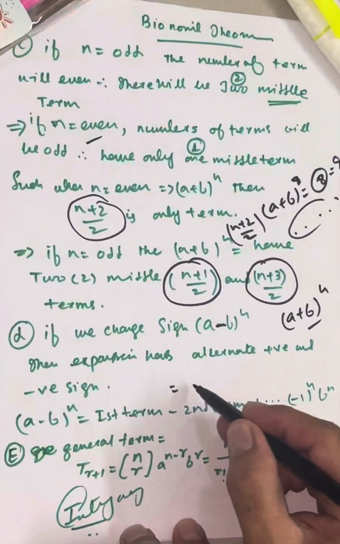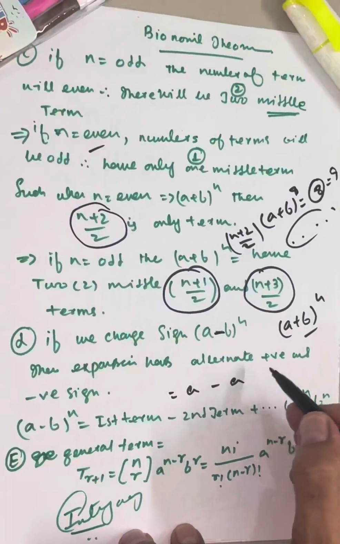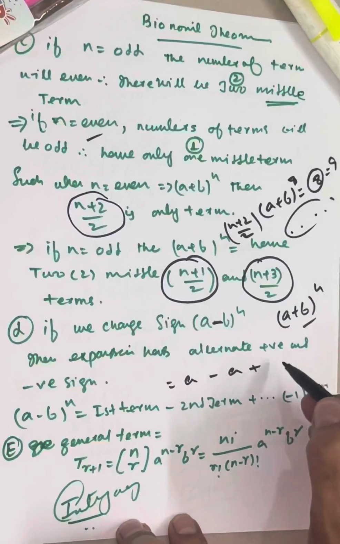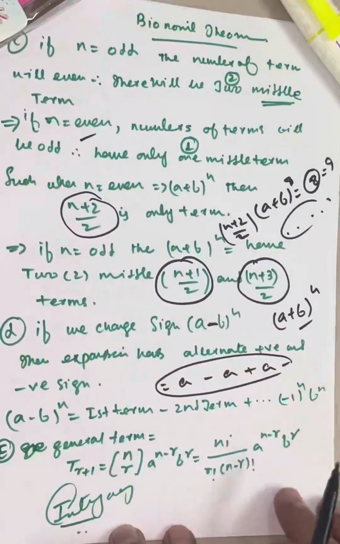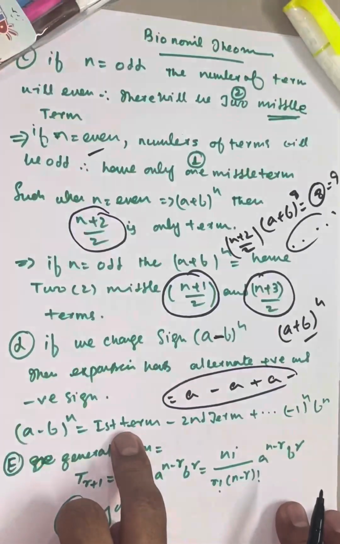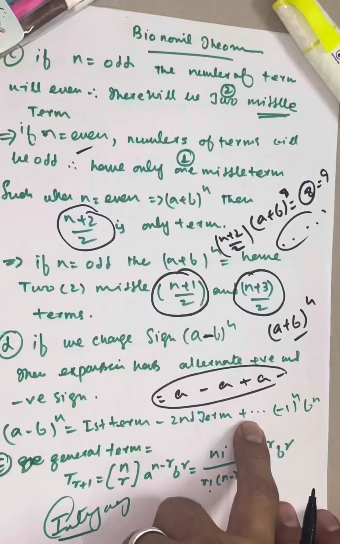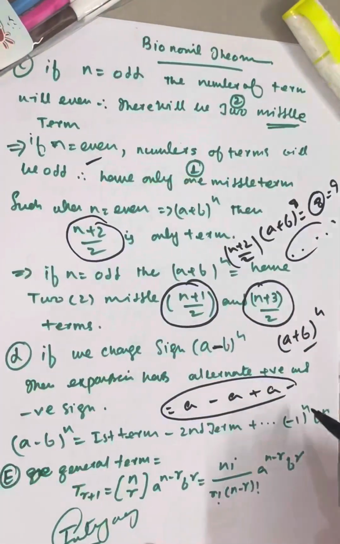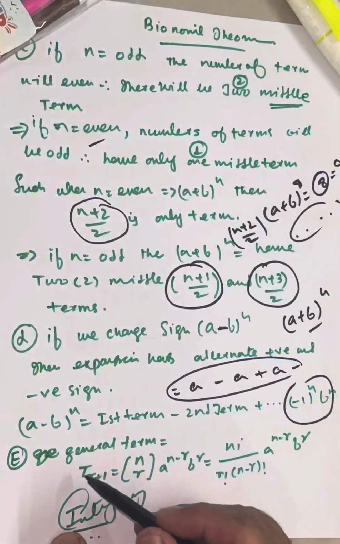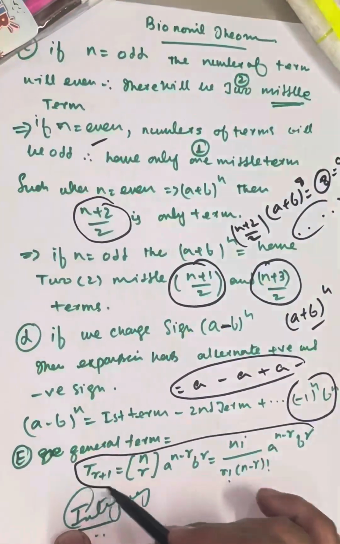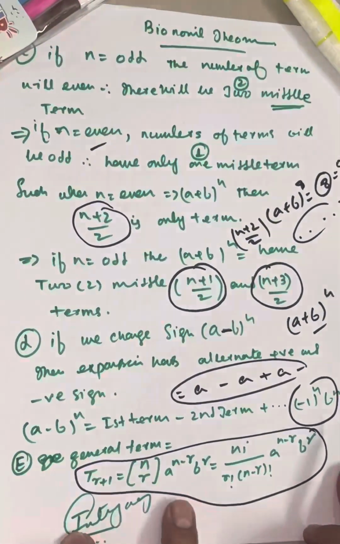So if the first term is positive, the second term will be negative, and this will be positive. Alternate means one after the other is different. So the first term is positive, the second term is minus, the third term is positive, the fourth is minus, and so on until the end. So the general term comes in the exam. This is important. There will be a question in the exam that says find the general term.